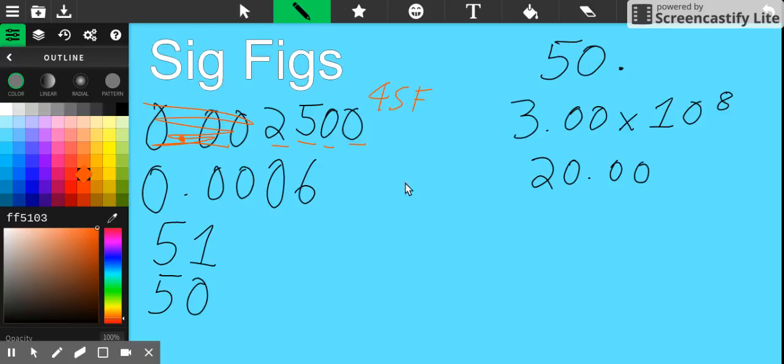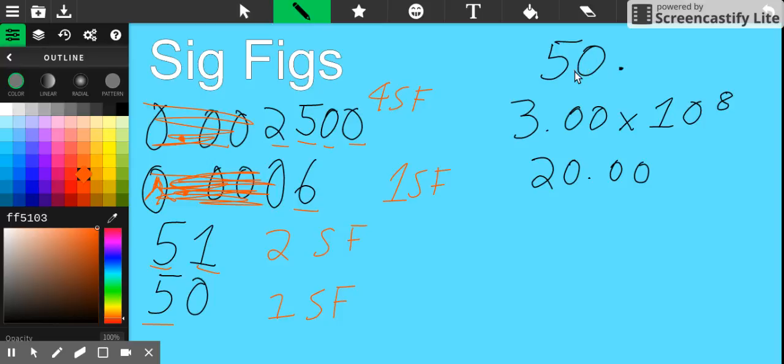Next, here we only have 1 sig fig. Because again, there's a decimal right there, but there's also zeros at the beginning and none at the end. And we never, ever count the leading zeros. So the only one we're counting is the 6. 51, this one should be easy. 2 non-zeros, 2 sig figs. This next one, there's a 0 at the end, but there's no decimal point, so we only count the 5. This is 1 sig fig.